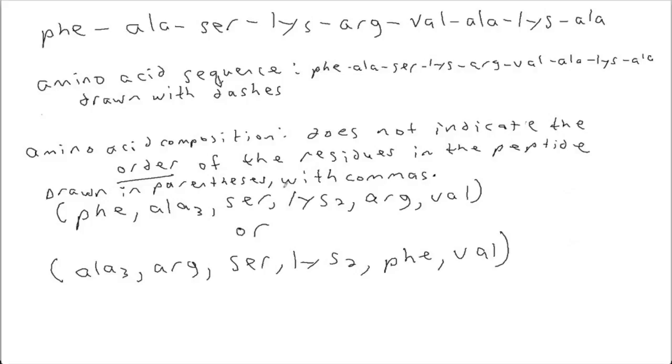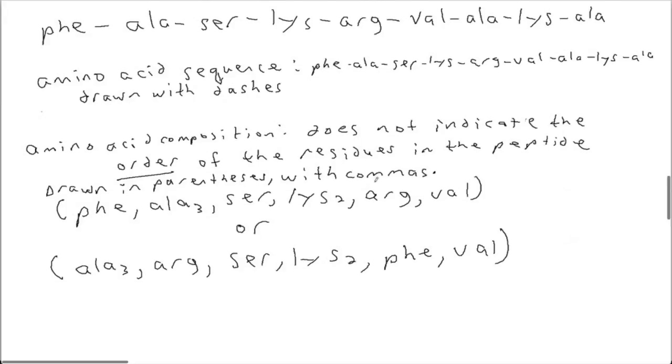One thing that chemists really want to be able to do is take a peptide and figure out what its amino acid sequence is.